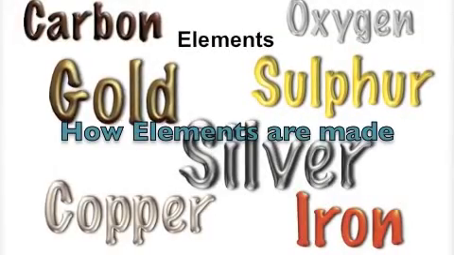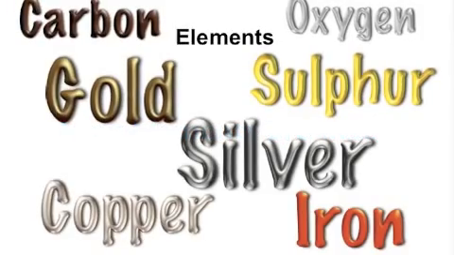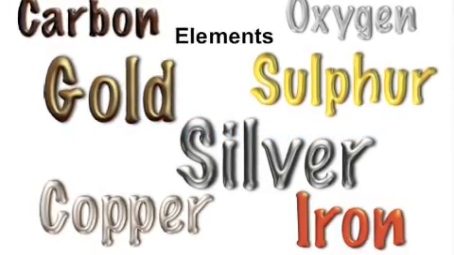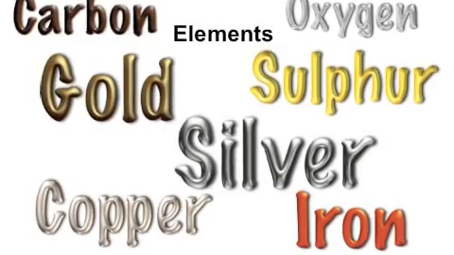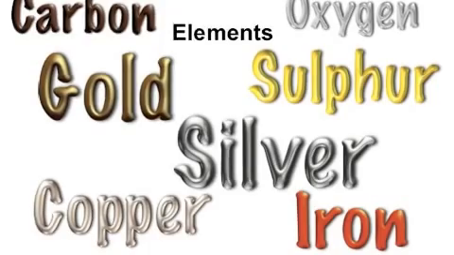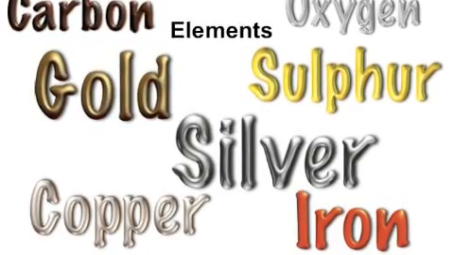Hello. Today we're going to look at how elements are made. In my video Reasons for Quantum Mechanics, I said that basic elements could not be manufactured. They can be combined to form compounds, but they cannot themselves be manufactured out of something else. So where did they come from?